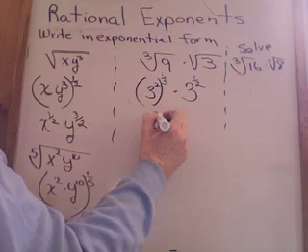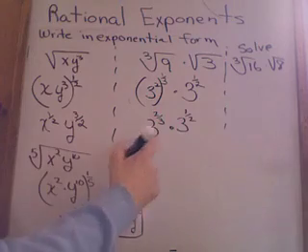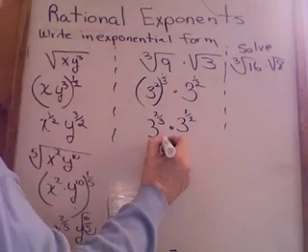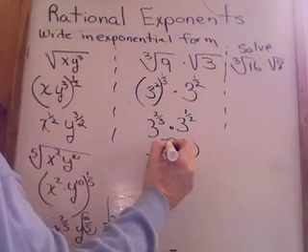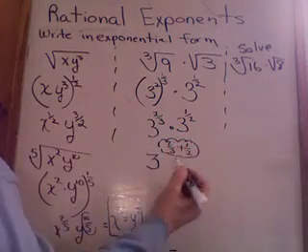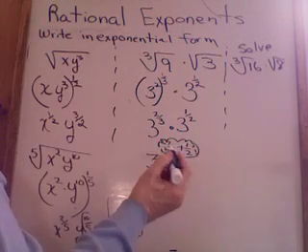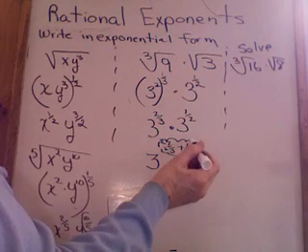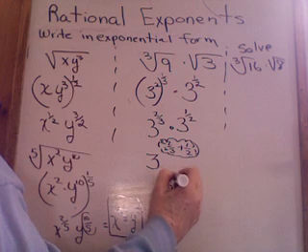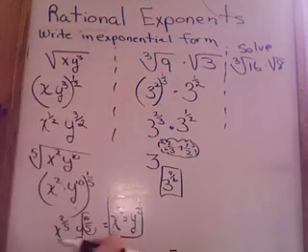3 to the 2/3 times 3 to the 1/2. If the bases are the same, I can add the exponents. So let's do a little think balloon here. I'm going to add 2/3 plus 1/2. So I need common denominators. So I have 4/6 plus 3/6, 7/6. 3 to the 7/6. And that's exponential form for that problem.